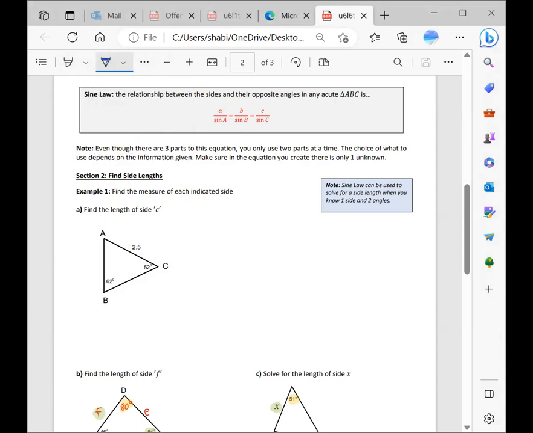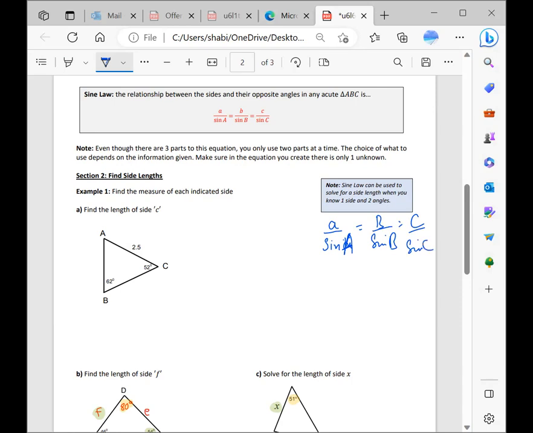You can see it's written here that we have to find the measure of each indicated side. Find the length of side C. In order to find that, first of all, we should learn the formula of the sine law. It's a over sine A, which you can write as capital A equals b over sine B equals c over sine C.